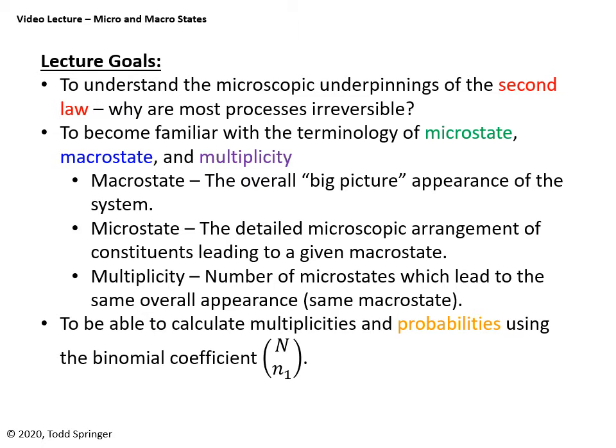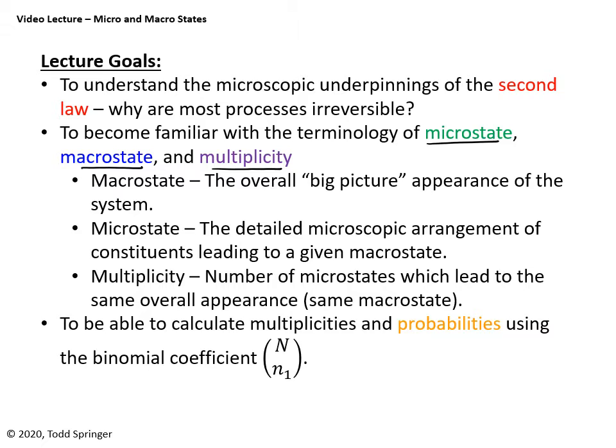To do that, we need to start doing a little more statistics and probability. So I'm going to introduce in this lecture these terms: microstate, macrostate, and multiplicity. So macrostate is the kind of overall big picture appearance of the system. It's like what it looks like from afar. Macrostate, that's kind of the sort of things we've been talking about so far in the course. The gas has a pressure, it has a temperature. That's its state, its macrostate.